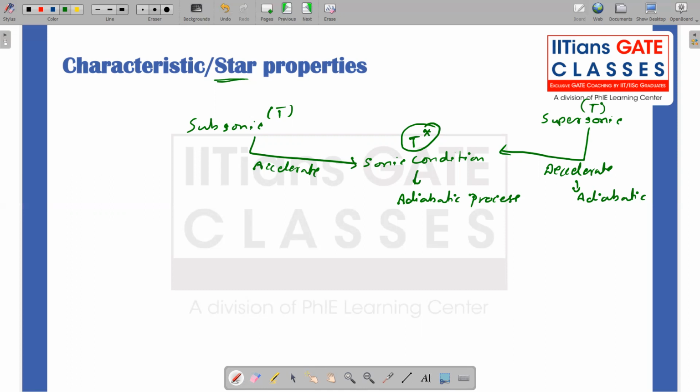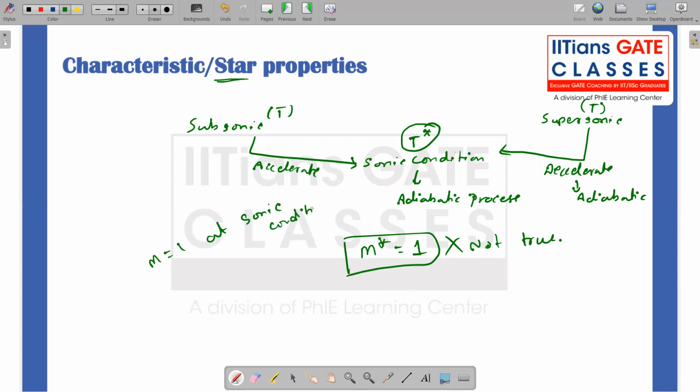Okay, and most of the time people have a confusion, they make a mistake, that they think M star is equal to 1. This is not true. M is equal to 1 at a sonic condition. That doesn't mean my characteristic Mach number is 1. When I define my characteristic Mach number for a given Mach number M, it is not necessary that it is 1, because my M is different, it is a defined quantity.